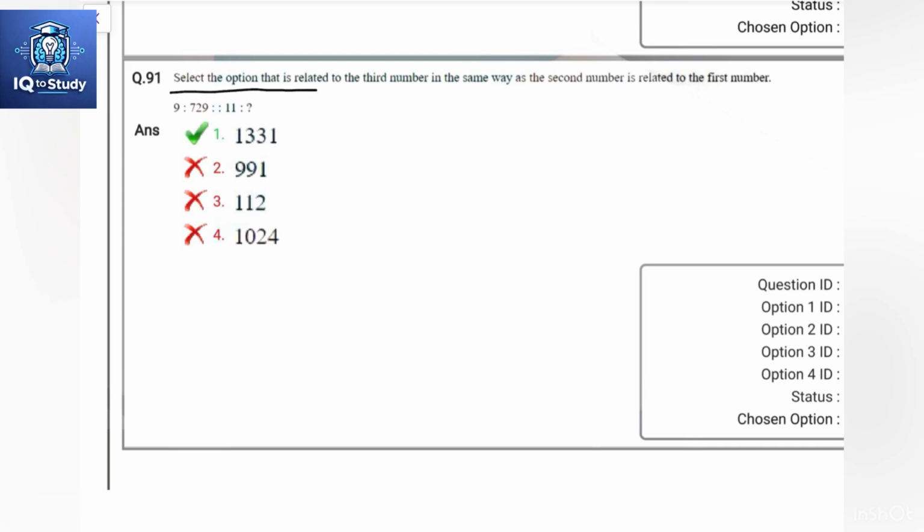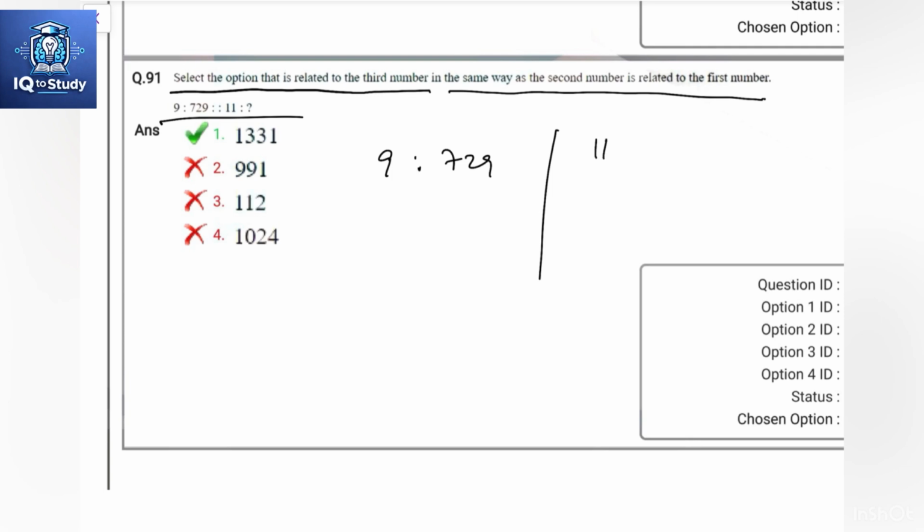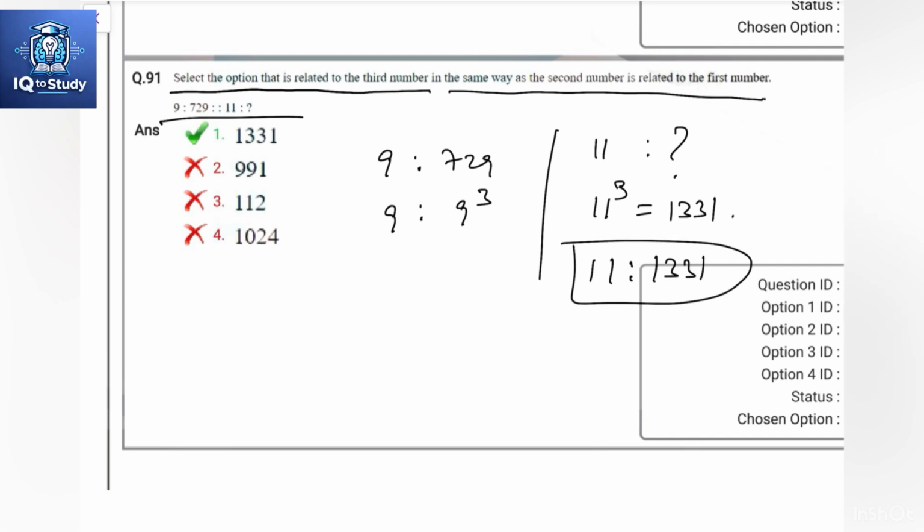Select the option that is related to the third number in the same way as the second number is related to the first number. Here 9 is related to 729, and we have to find which number 11 will be related to. Here 729 means 9 cube. Similarly, 11 cube is 1331. So 11 is related to 1331. So option 1 is correct, which is 1331.